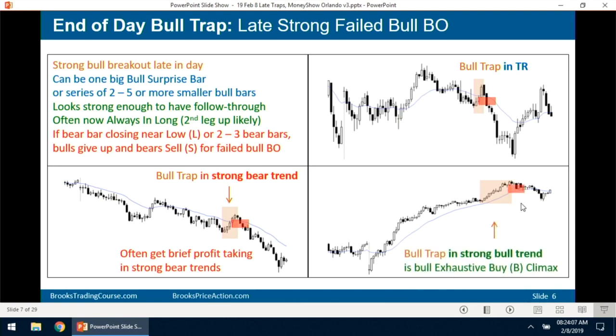And finally, you can get a bull trap in a bull trend as well. A bull trend and then an acceleration upward in the bull trend, but it's an exhaustion gap, an exhaustive move. And same principle, you start to get bear bars, especially a pair of bear bars, a micro double top. Bulls will get out, bears will sell. I am not going to be talking about bull exhaustion gaps today, so I'll be talking about bull traps in bear trends and bull traps in trading ranges, not in bull trends.